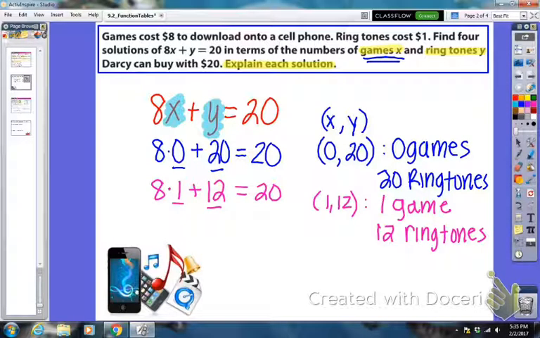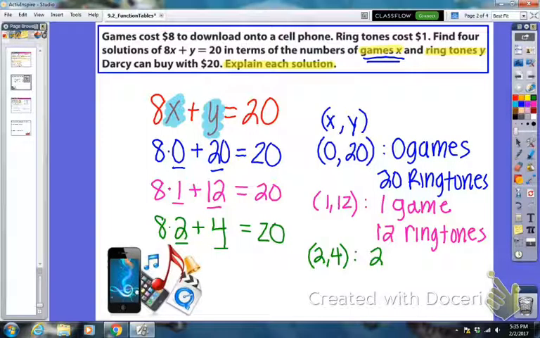Okay, another solution, if I had x as 2, 8 times 2 is 16, so I need to add 4 here to make 20. So my next ordered pair would be 2 comma 4, which means you bought 2 games and 4 ringtones.